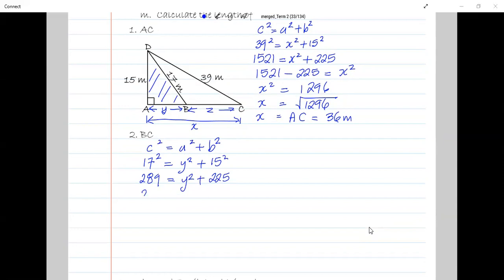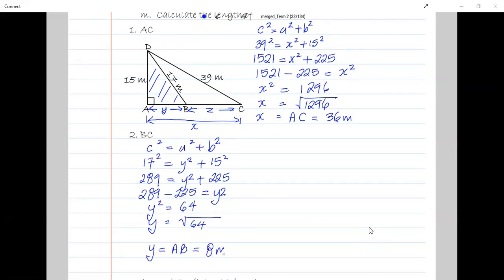Positive 225 goes over and becomes negative. And so Y squared is equal to, what does this look like? 64. The opposite of square is square root. So Y is equal to the square root of 64. Y, which is AB, is equal to 8 meters.